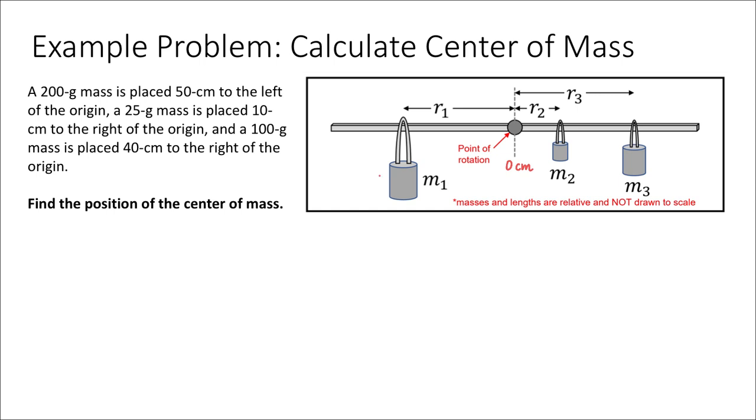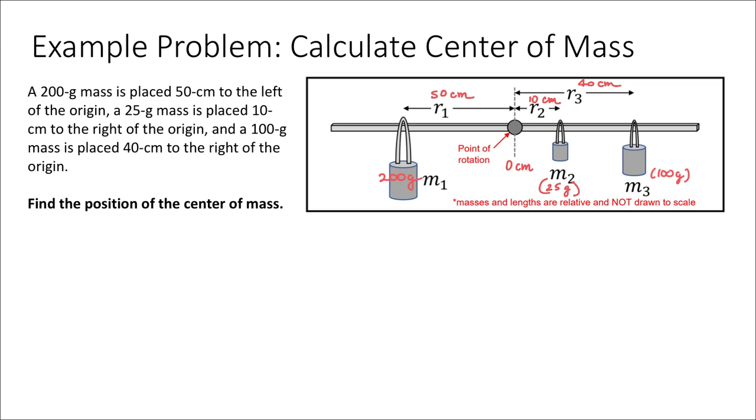So I know that this mass here is 200 grams, and I'm told that it's 50 centimeters to the left of the origin. So I'm going to go ahead and annotate the diagram as I go. A 25-gram mass, so this mass 2 here must be 25 grams, is placed 10 centimeters to the right of the origin. So R2 here is going to be 10. And then a 100-gram mass, so M3 here will be 100 grams, is placed 40 centimeters to the right of the origin. And again, I've defined that to be the middle point. So find the position of the center of mass.